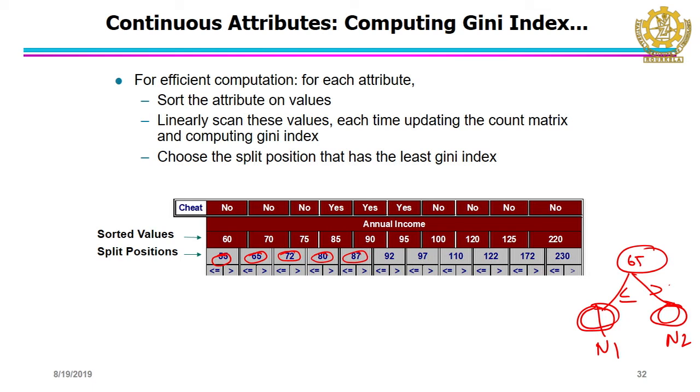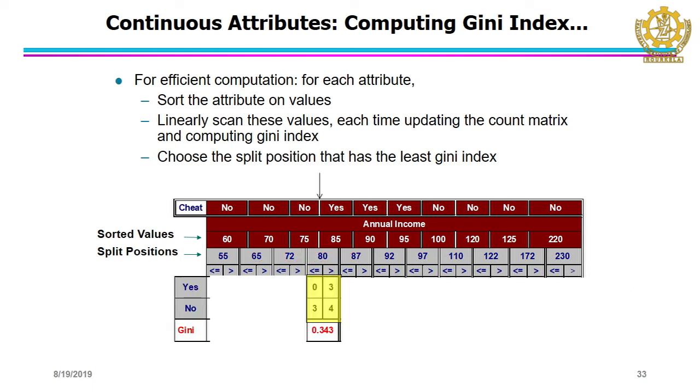Okay. So, here let us say we first consider the split 55. In this example we can see 80 here, so you consider the split 80. Now, for 80, how many objects are lesser than 80? Lesser than 80 means 60, 70, 75. Among these, all belong to class no, as you can see. Therefore, you write 3 here, and then above 80 there are 7 objects.